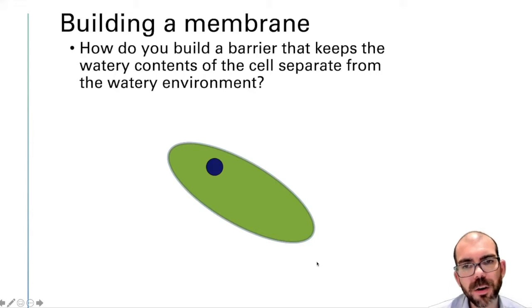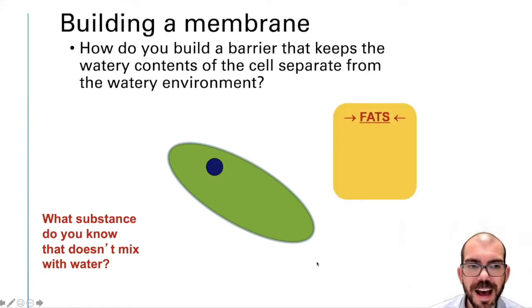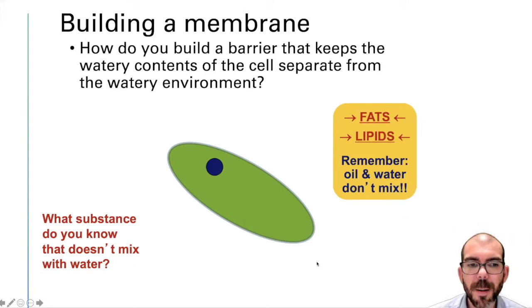But how is the cell going to do this? How do you build a membrane that's going to be able to keep the watery contents of the inside of the cell separate from the watery contents outside? Because remember, cells are mostly water, and so too is the aqueous or water environment they're surrounded with. What kind of a substance is going to be able to do that, to not immediately mix with water? Think back to the molecules you've already learned. Well, lipids, fats, they do not mix with water because they're nonpolar.